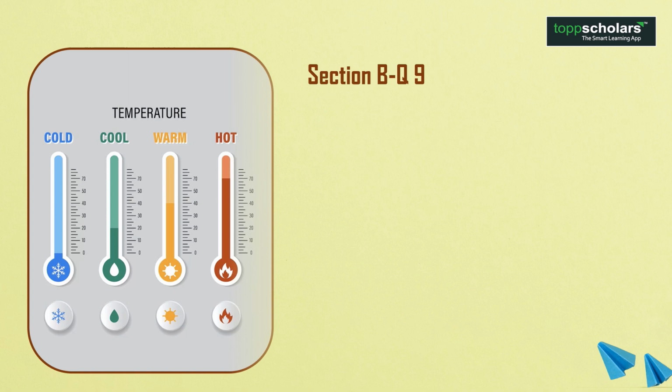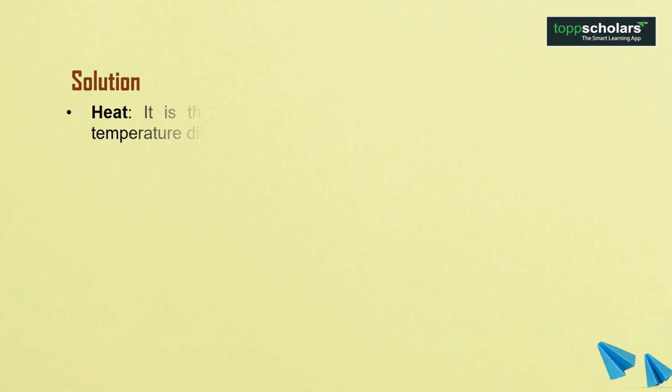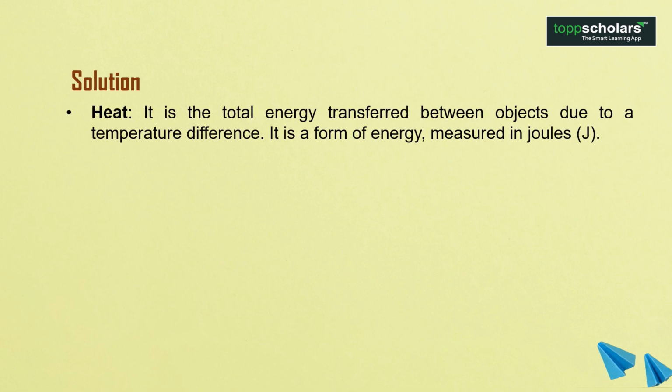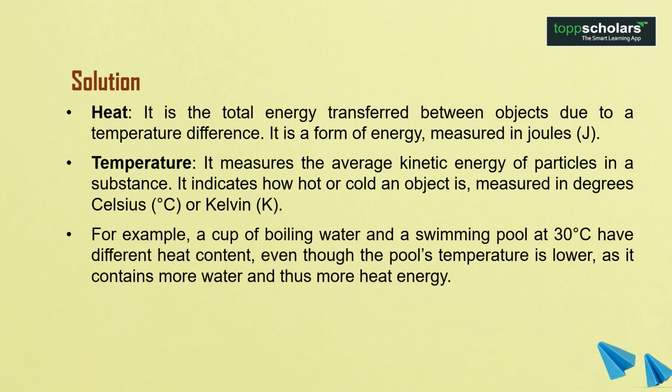Now we are dealing with section B, question number 9, and here is the first question. What is the difference between heat and temperature? So what is heat? It is the total energy transferred between objects due to a temperature difference. It is a form of energy measured in joules. What is temperature? It measures the average kinetic energy of particles in a substance. It indicates how hot or cold an object is, measured in degrees Celsius or kelvins. For example, a cup of boiling water and a swimming pool at 30 degrees Celsius have different heat content, even though the pool's temperature is lower, as it contains more water and thus more heat energy.